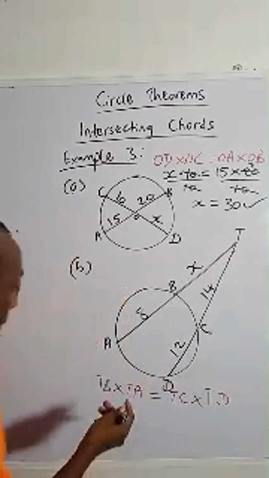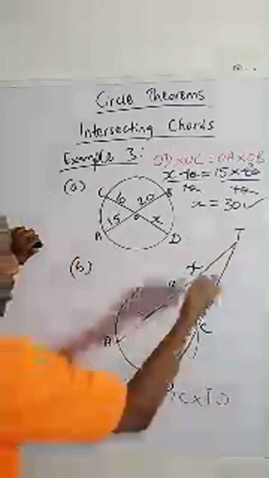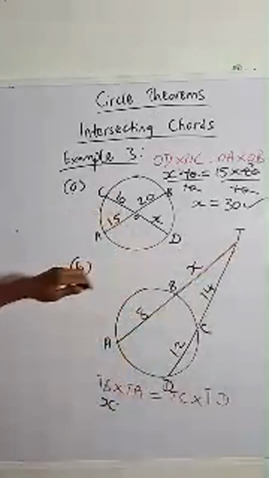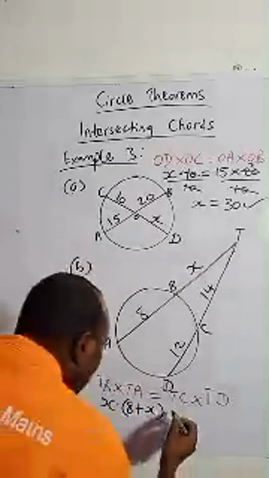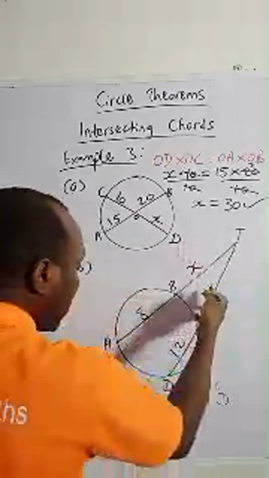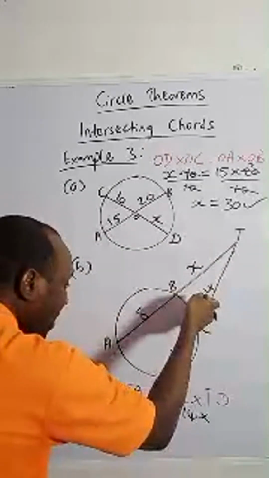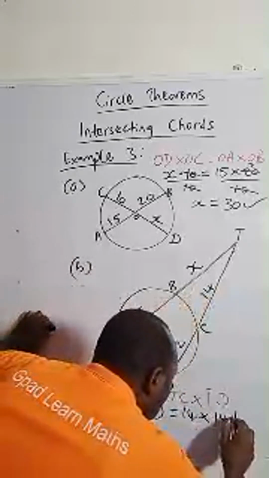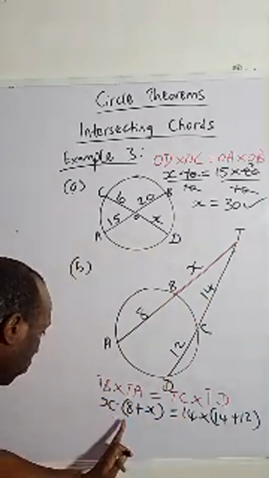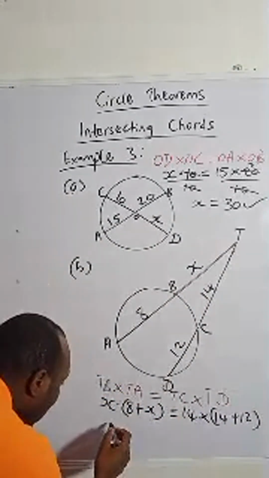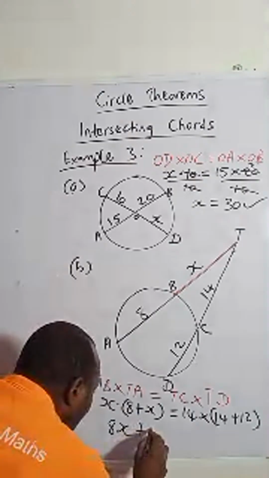15.49, okay, let's see about that. What's TB? From T to B is X, so you write X times TA, which is 8 plus X. This is equal to TC, which from T to C is 14, times TD, which from T to D is 14 plus 12. Then I multiply X by 8 and X, so you have 8X plus X squared. Are you with me?